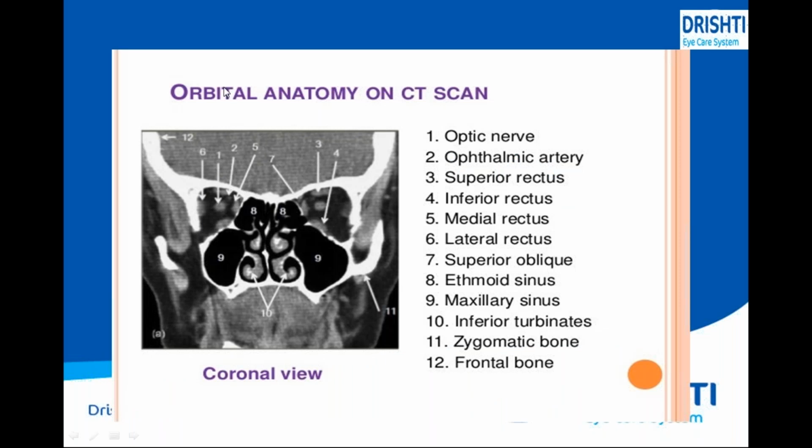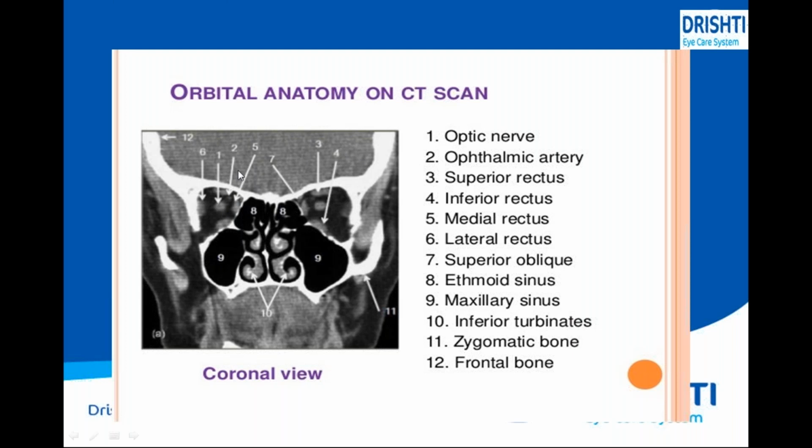So this is a normal CT scan, the coronal view, numbered from 1 to 12. The first one is the optic nerve, the central portion. The second one is the ophthalmic artery, the small white portion.